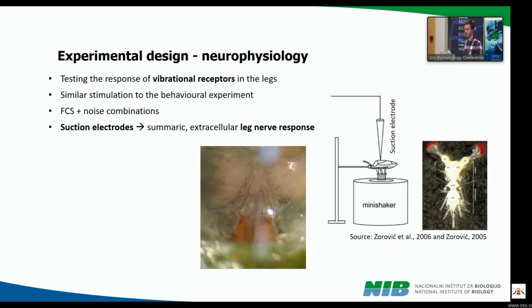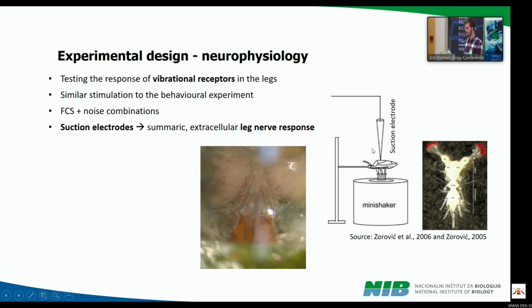And now lastly, I want to talk a bit about the neurophysiological part of the experiment. So we have used similar stimulation like the one in the behavioral experiment to test the response of vibrational receptors in the legs. The animals were sedated by being placed in the fridge for 5 minutes, and then we have removed the muscles and the organs so that the ganglia were exposed, and we could access the leg nerves from the dorsal side of the animal.